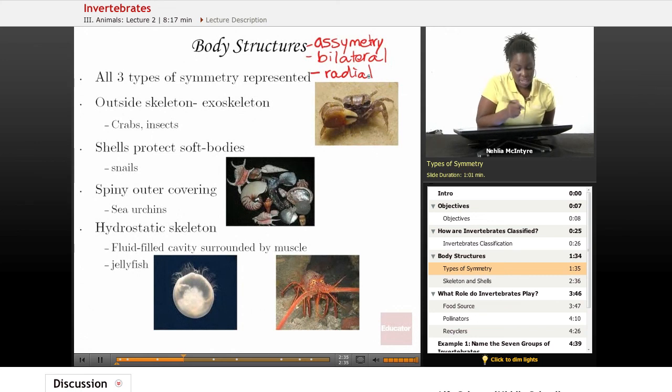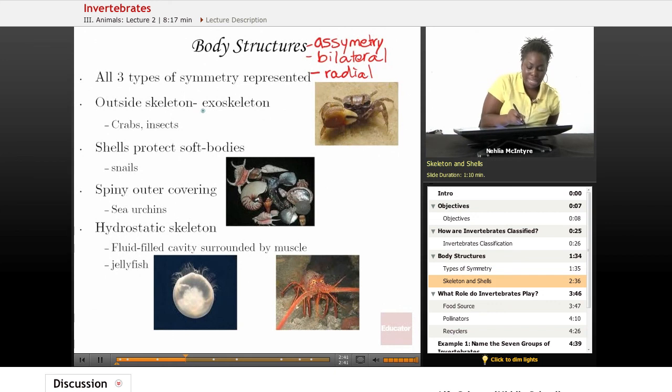So all invertebrates can show one of those 3 types of symmetry, but also the body structure can have a type of skeleton of invertebrates. Most invertebrates will have some type of what we call an exoskeleton, and that's just that outside skeleton that helps to protect the inner soft-bodied animal. Crabs, for example, have that exoskeleton or that shell, and the majority of insects also have an exoskeleton. Shells are also a type of body structure that helps to protect the soft body inside, such as snails and other little shell organisms that you might find at the beach.